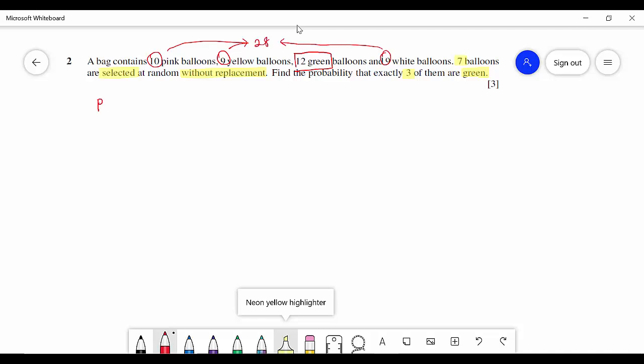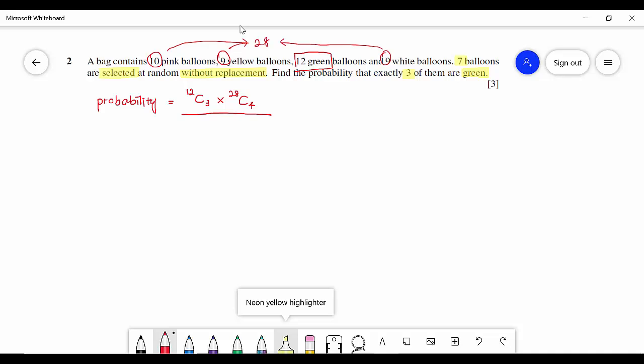So to get the probability, because of the word select, I try to use the combination method to solve it. All right, so out of the 12 green balloons, you want to select only 3 and multiply with the rest. The rest will be the other colors. The rest of the colors will be 28, and you want to choose 4 of them. All right, and divided by the total combination without any restriction.